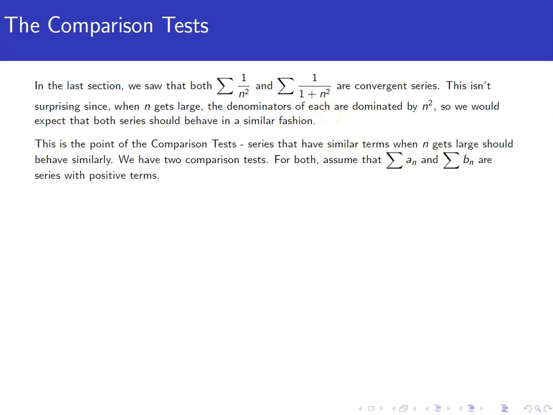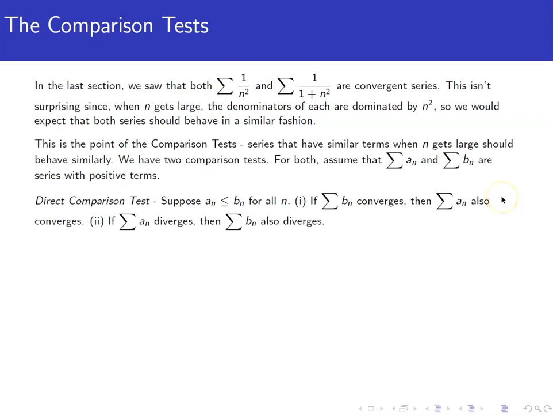That's exactly the point of the comparison tests. If we have similar terms in series, then the two series themselves should behave in the same way. So we're going to have two comparison tests to help us determine whether or not series converge or diverge. And for both of these tests, we're going to assume that our series have positive terms.